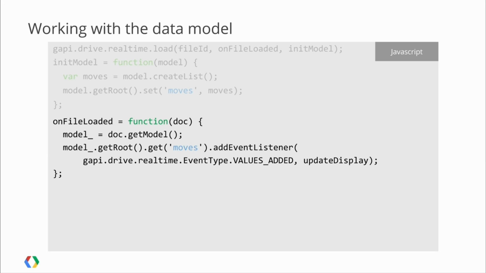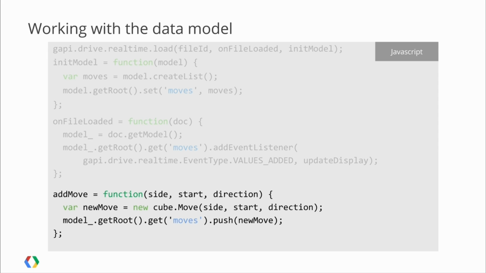So what you want to do here is to set up some listeners so that you can be informed of when changes happen to this list. So in this case, we're adding an event listener onto that moves object that we created above, and we're going to get notified whenever a value is added to the list, and we just want to update the display when that happens. And then finally, you just need a little bit of code to respond to user actions.